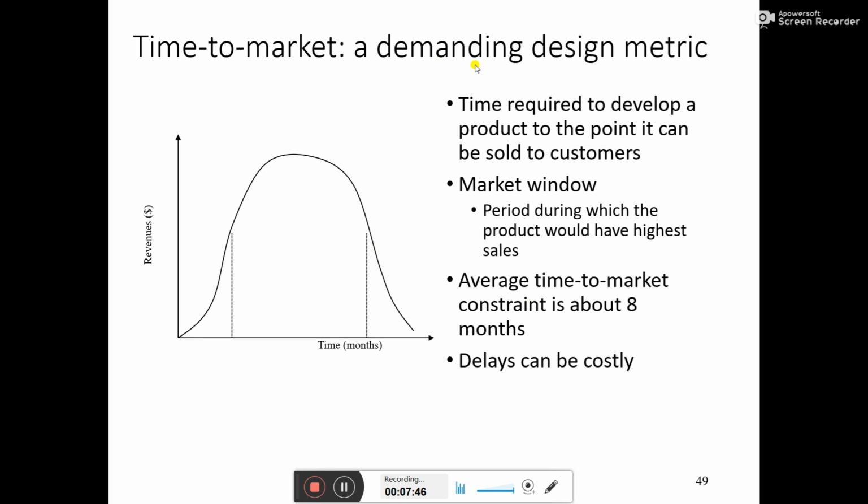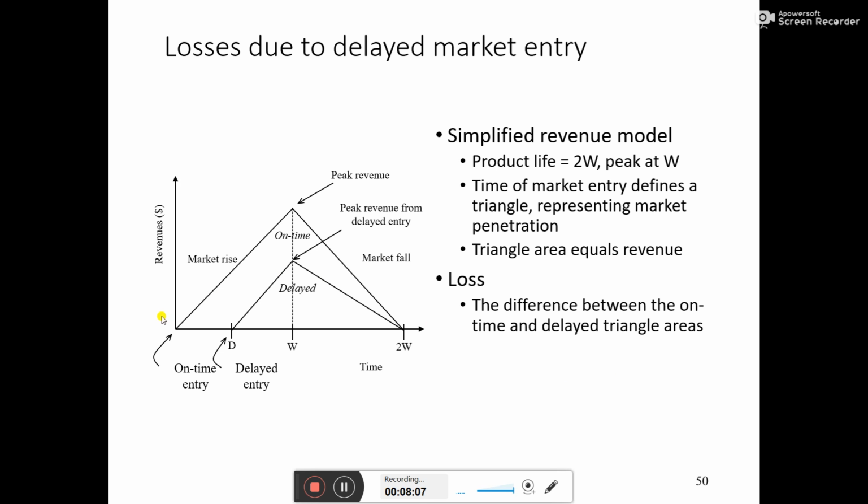So there is time to market, a demanding design metric. Time to market is the time required to develop a product to the point it can be sold to a customer. And the market window is the period during which the product would have the highest sales. The average time to market constraint is about 8 months. Delays can be costly.